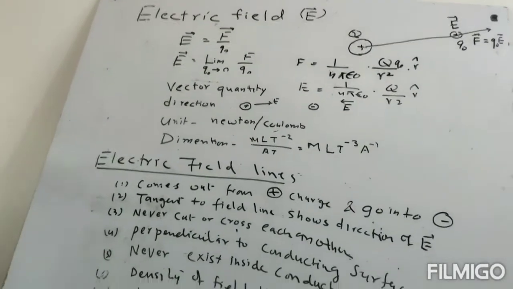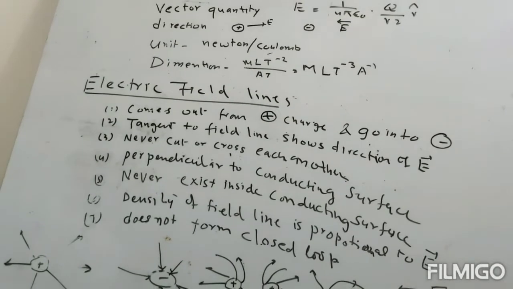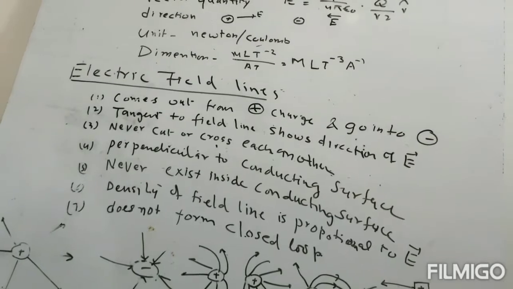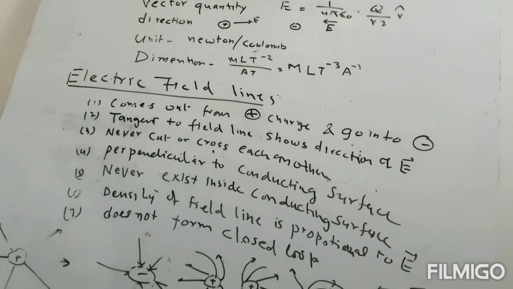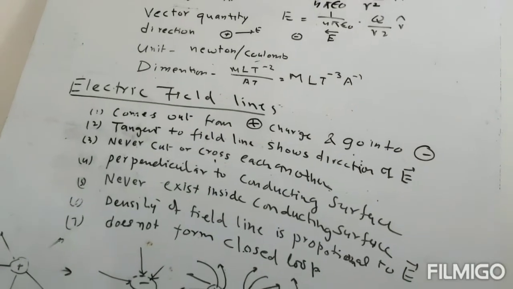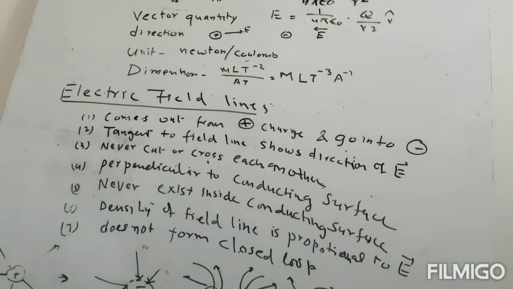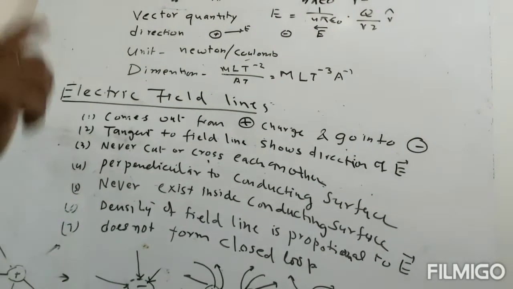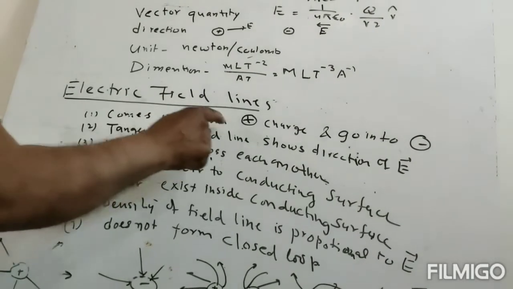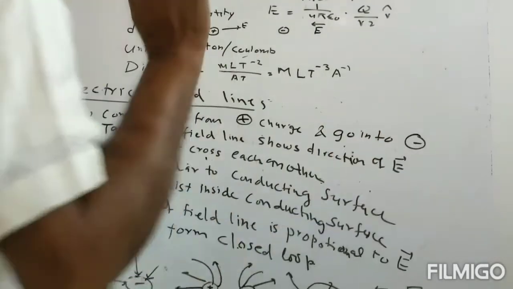Now what are the electrical field lines? Around the charge there are electrical field lines. Electrical field lines are the imaginary path described by a unit positive charge which is free to move, and that path will be the field line. Now there are many properties of field lines. One, the field lines will come out of the positive charge and go towards the negative charge.